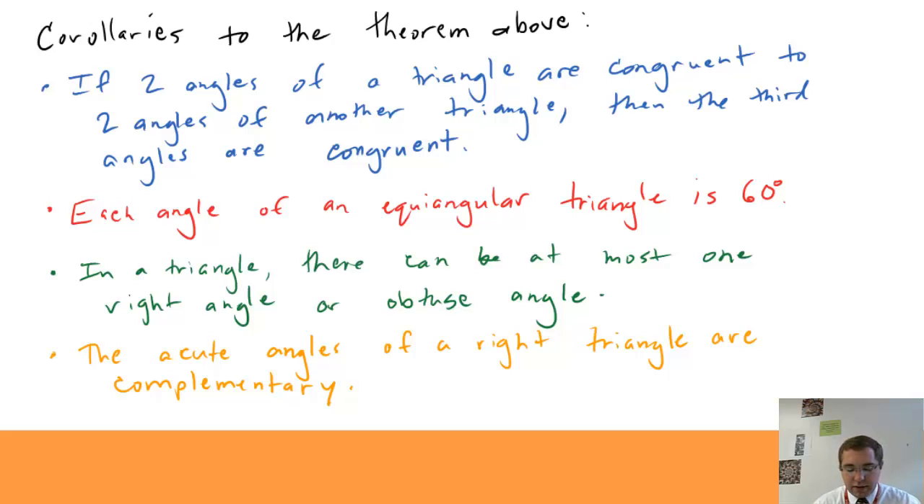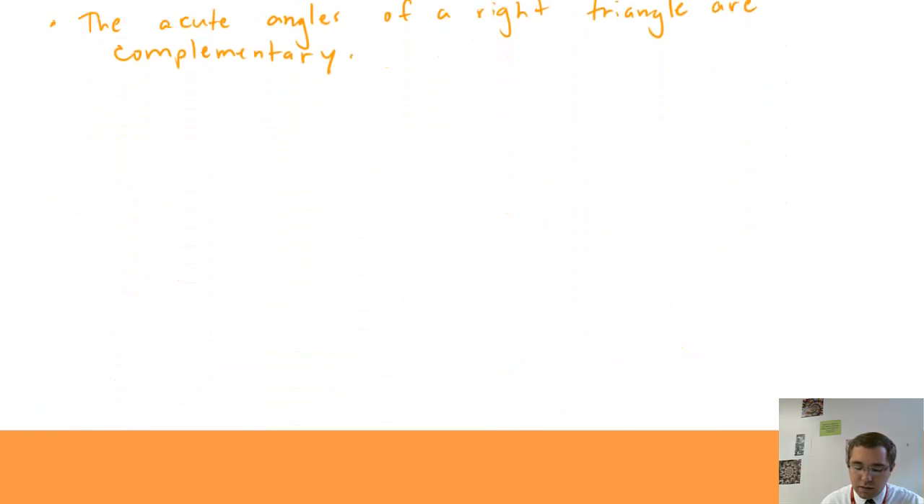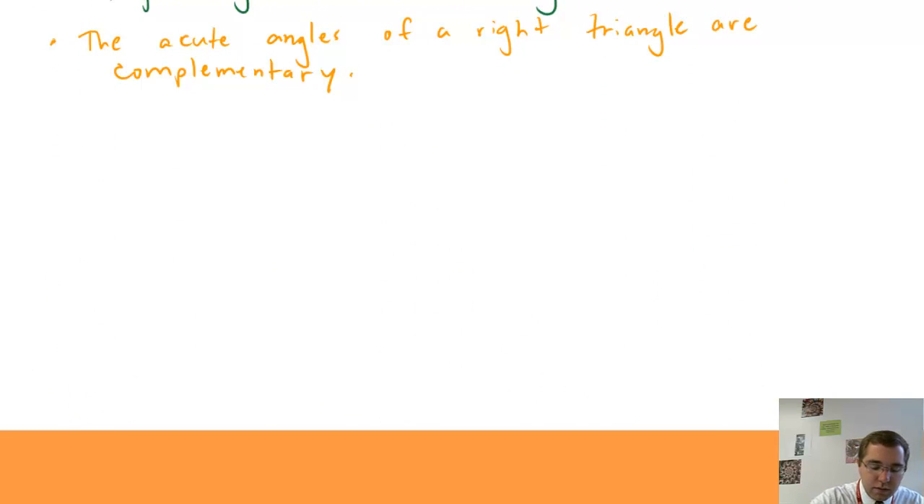And finally, the acute angles of a right triangle are complementary. So if we have a right triangle, and let me draw this one out for you. If we have a right triangle, I mark that this is the right angle, so I know it's a right triangle. Then the acute angles of that triangle, which are the other 2 angles, have to be complementary.